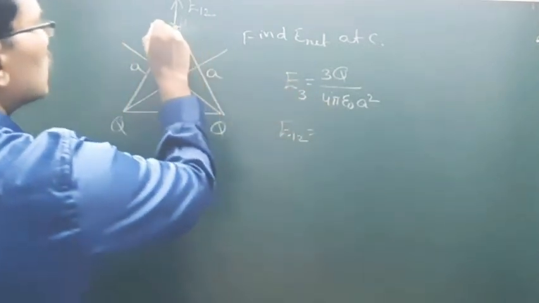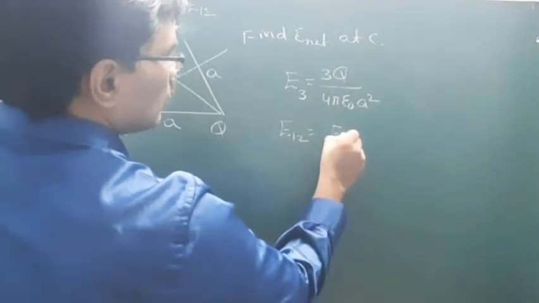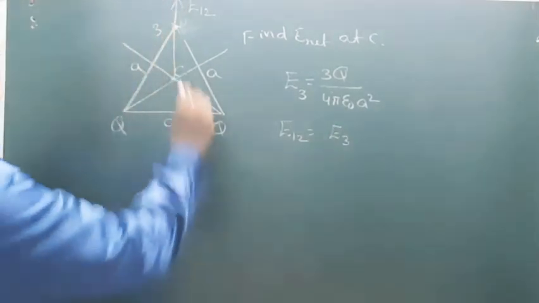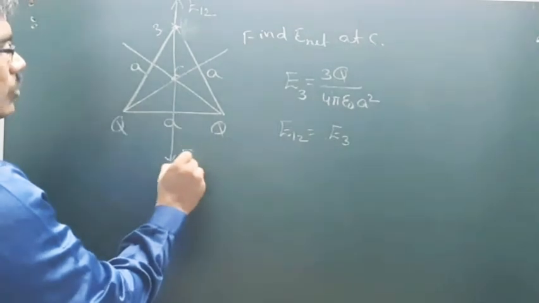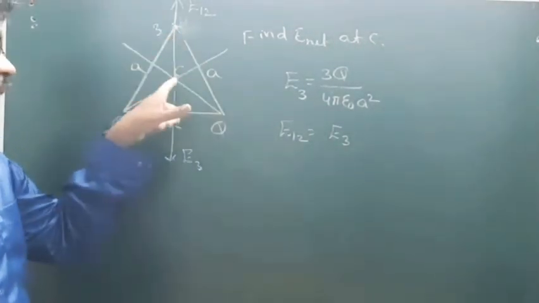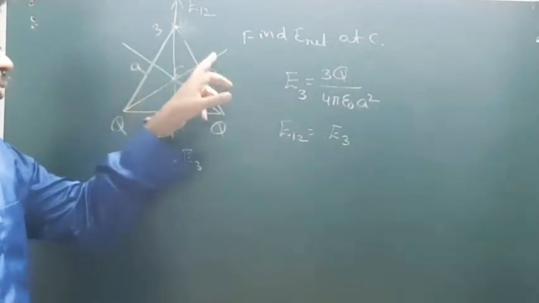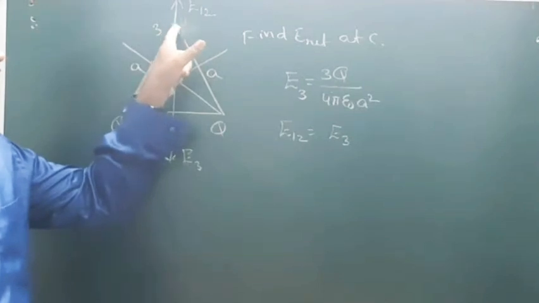Okay, let it be a third charge here, if you assume. So E12 must be equal to E3. So what is E3 here? E3 will be this one. So if the charge is there, then the net should be equal to zero. If the charge is not there, it means the sum of these two charges' fields must be equal to the field of this charge.